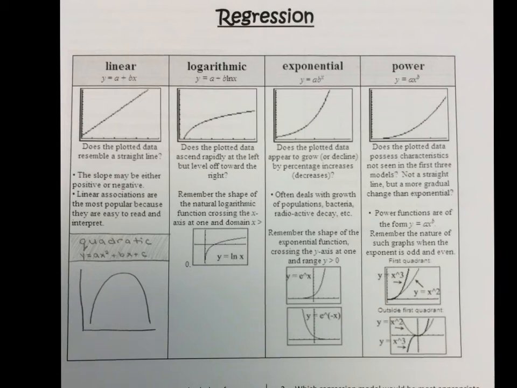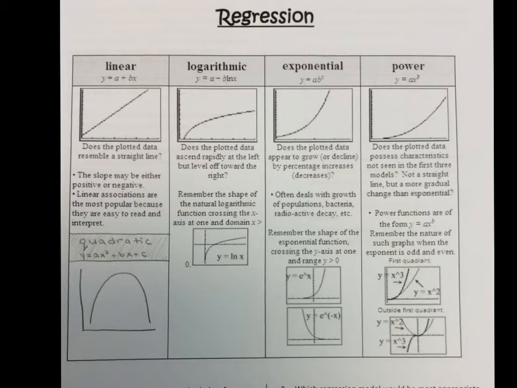In the last video, we talked about linear regression. Now here we're going to take a look at other types of regression as well. You can see, in addition to linear, we have logarithmic, exponential, power, and quadratic. You can see the form that each equation follows for each of these, and also the shape that each of these different types of regression follow.